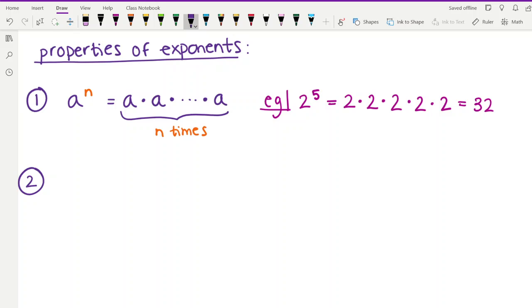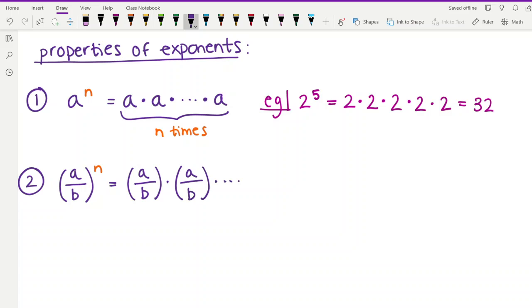So what about if instead of taking a whole number, like 2, and raising it to a power, now you're doing it with a fraction? So let's say you have a number that can be written as a over b, and you're raising that number to the nth power. Well, that basically means the same thing, right? It means that you're taking your fraction and multiplying it with itself n times.